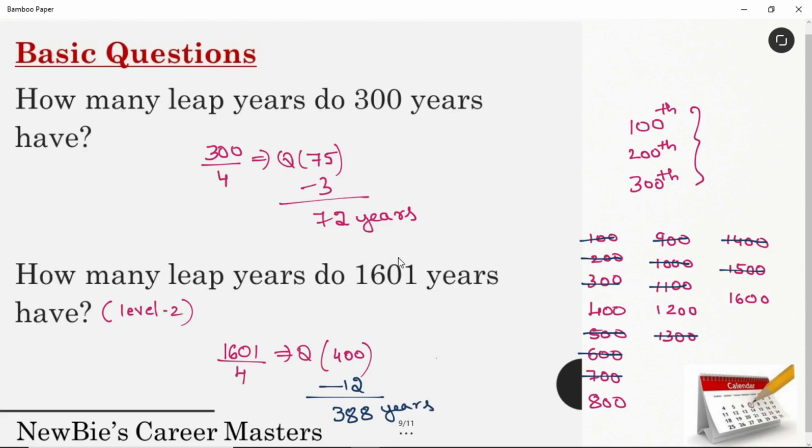Out of this 1601 years, 388 years are leap years. Am I clear with the concept?